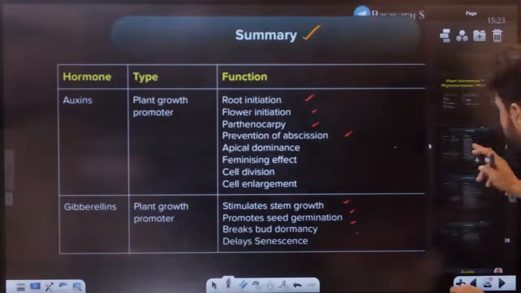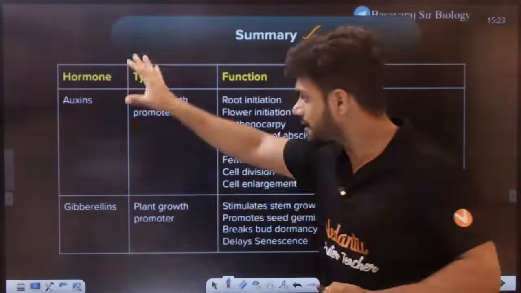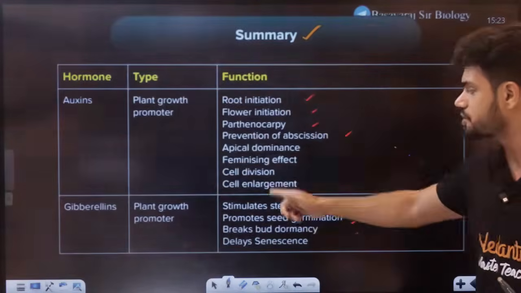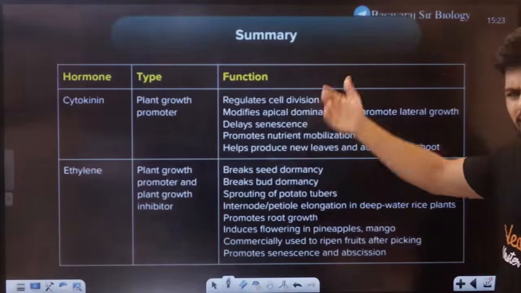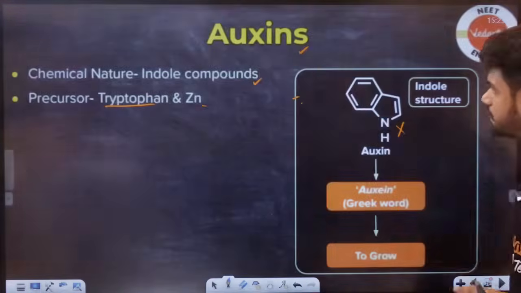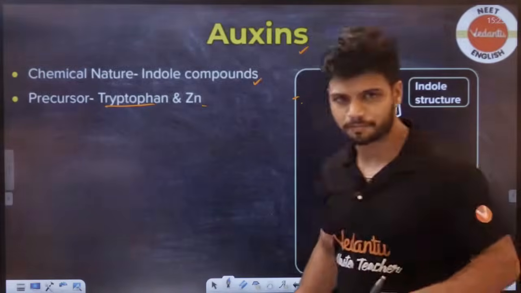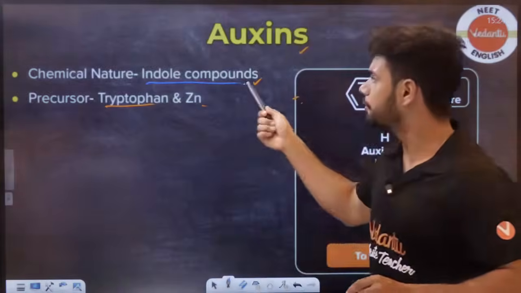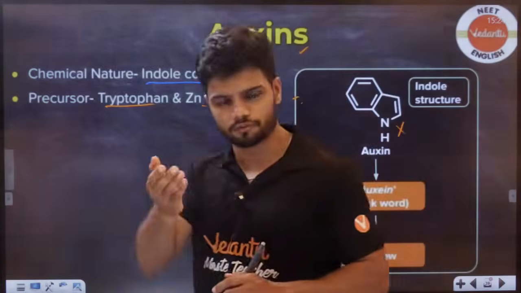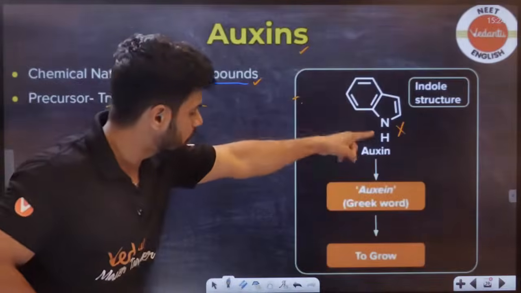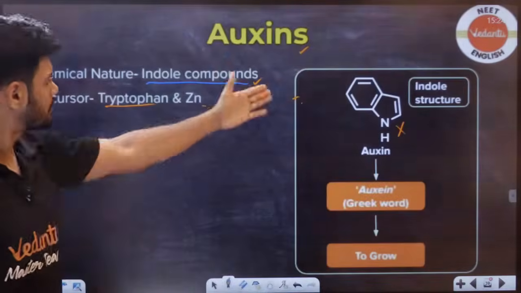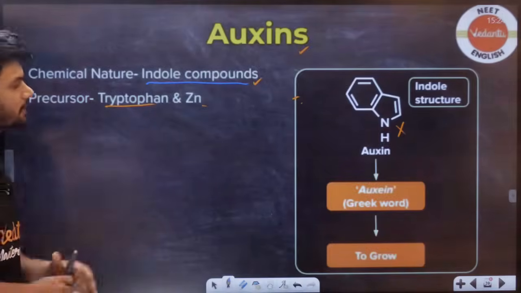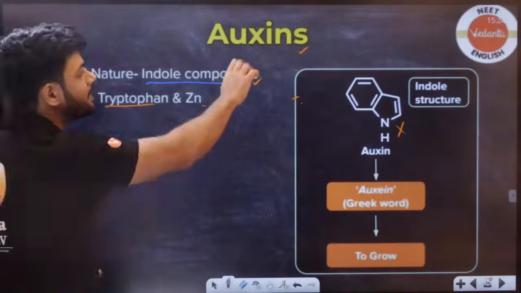Now students, please download this, because here I have given you the summary also. Summary of all the different hormones, types and functions is here. We can deal with this at the end, but let's go one by one, starting with auxin. Now auxin is a type of indole compound. Indole, all of you know chemistry, right? See, this is the indole structure. So that is the chemical nature of auxin. And the precursor is tryptophan and zinc. That is, from tryptophan we can get auxin.